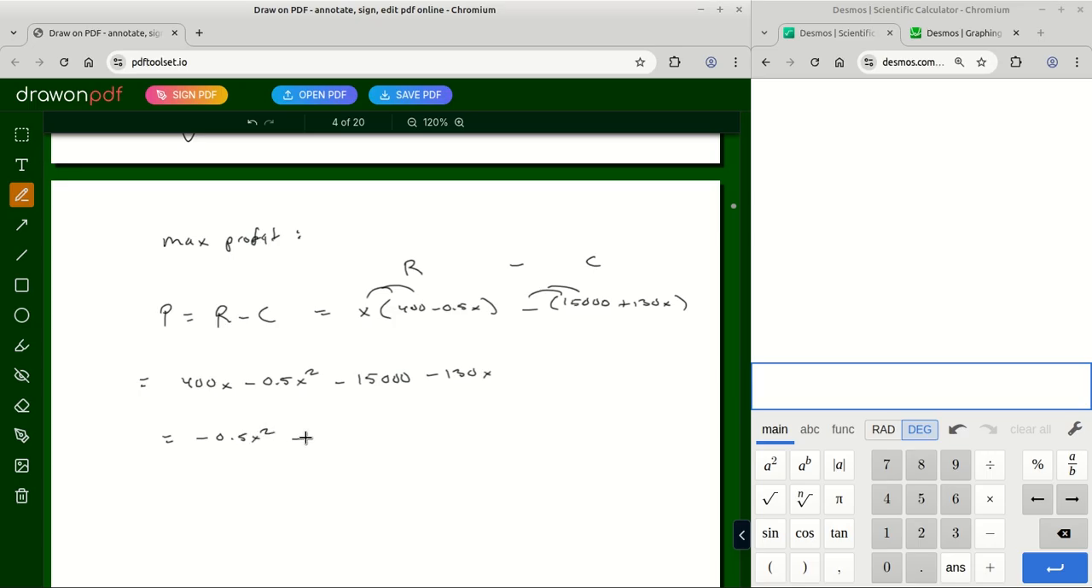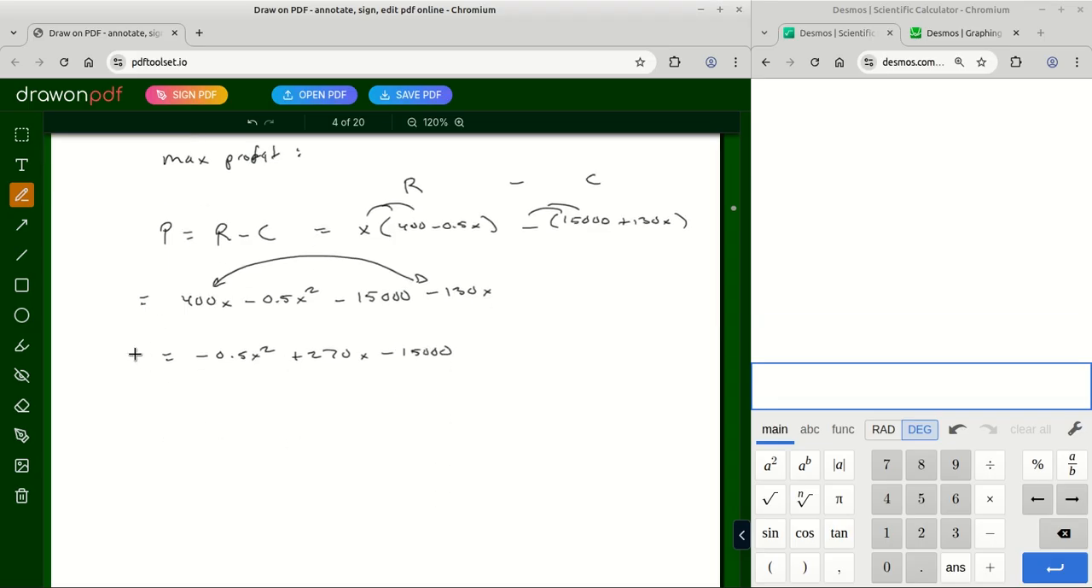Combine like terms. Positive 270x, like these guys right here at the ends, and then minus the 15,000. Cool. So that's my profit. And now I'm going to do the derivative, profit prime. When the 2 comes down, the 2 and 0.5 cancel and make a 1. So I can just do that if you're okay with that. I'm going to set it equal to 0.